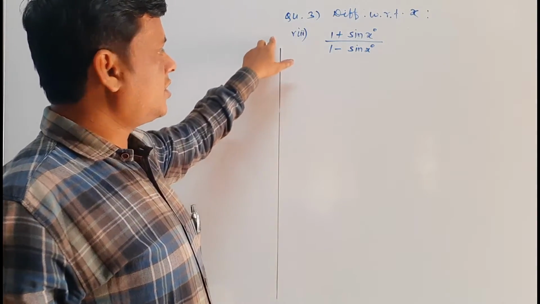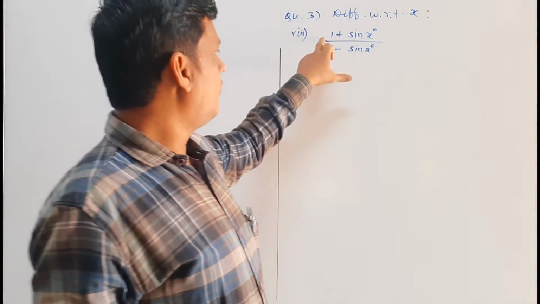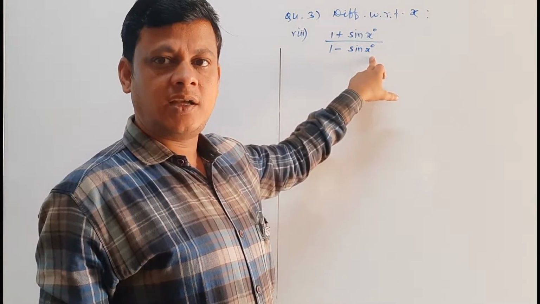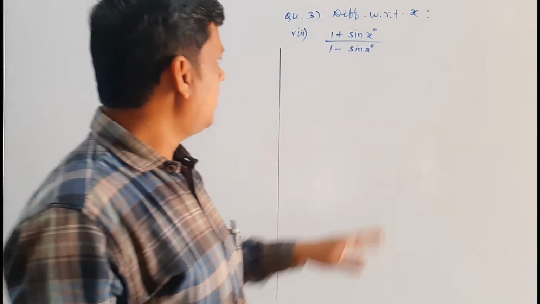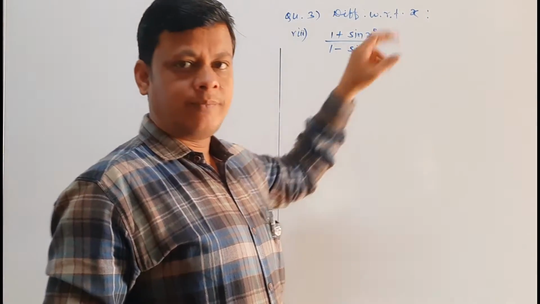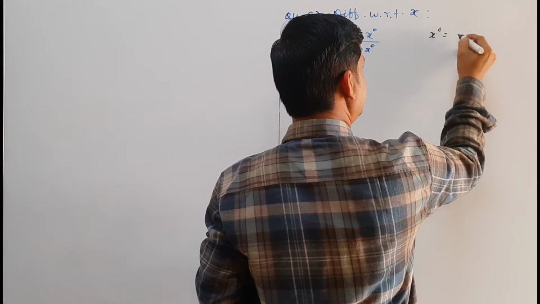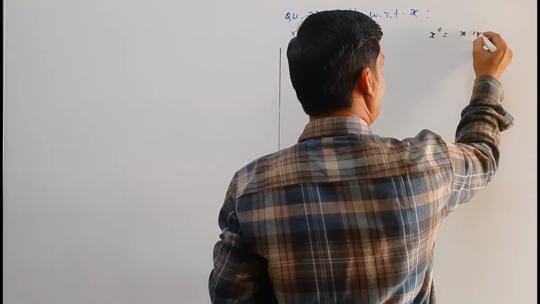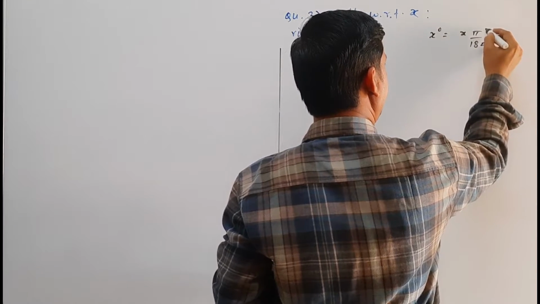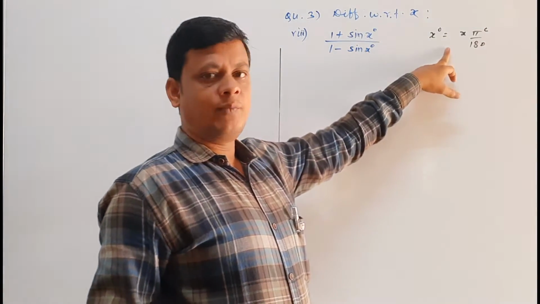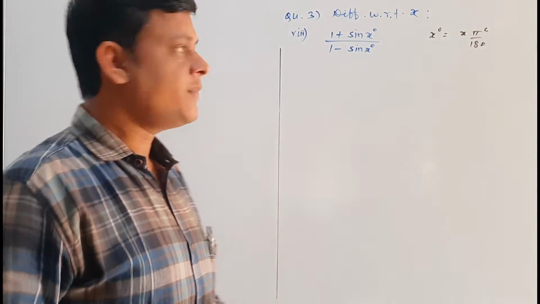Now see question number 8. 1 plus sin x degree upon 1 minus sin x degree. So we have to reduce here this degree to radian form. For that we know the concept, x degree is equal to x pi by 180 radian. So we have to convert this degree to radian form while differentiating the function.